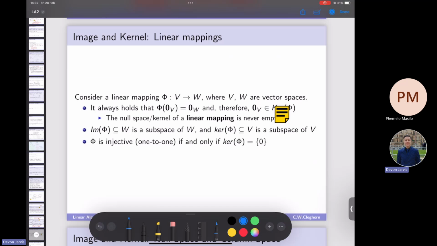Then the image is always a subspace of W. And the kernel is always a subspace of V, like we're speaking about. The kernel is always talking about the original space, and the image is always what you map into in a new space. And lastly, phi is injective if and only if the kernel is just the set of zeros. Okay, injective means it can be inverted.